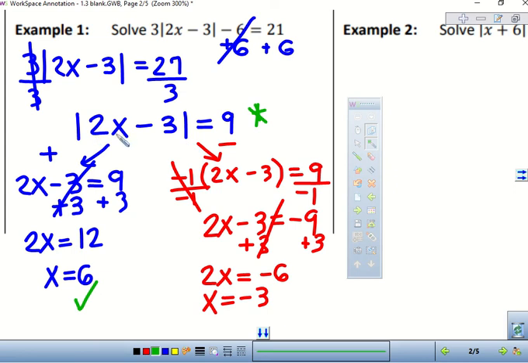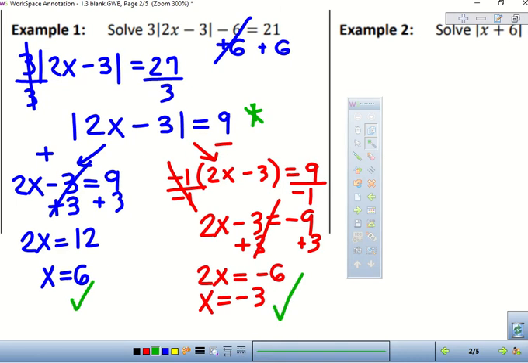The next one, we're going to plug in -3. What's 2 times -3? What's -6 minus 3? Is the absolute value of -9 9? Yes, both of those solutions are verified. That means they're both true solutions. Is everyone good with that? Okay.